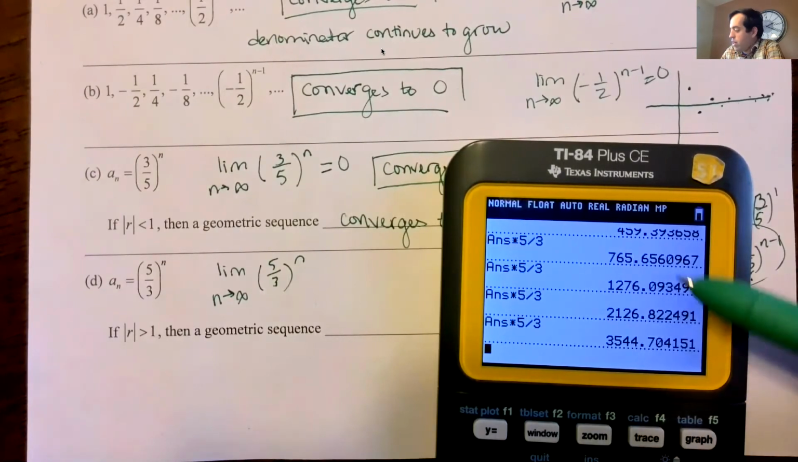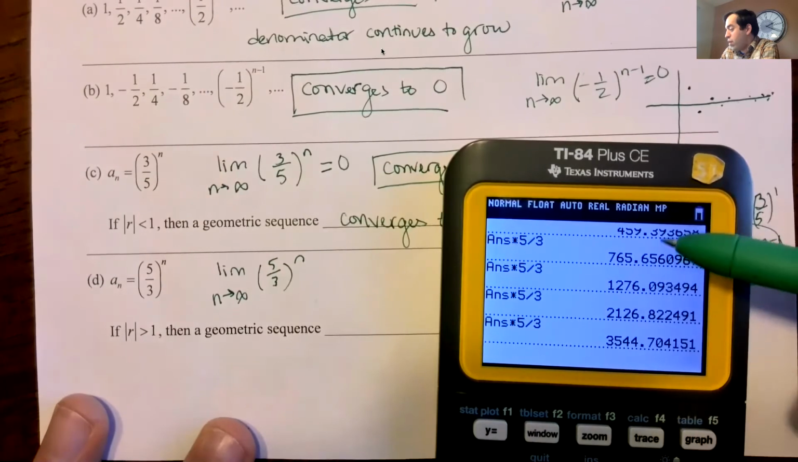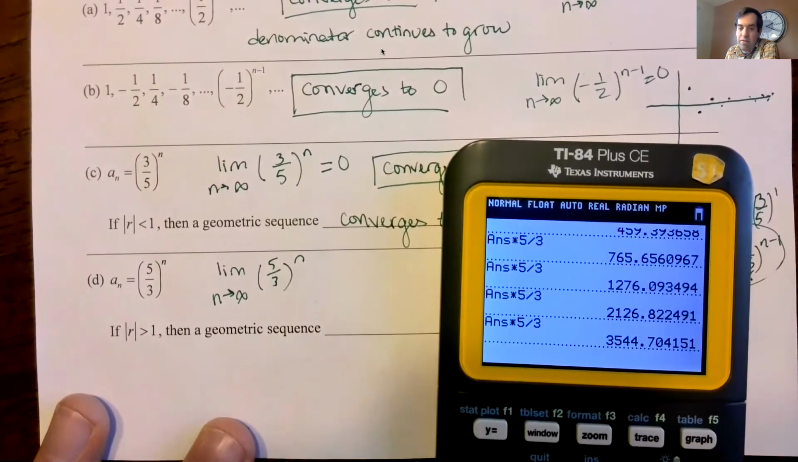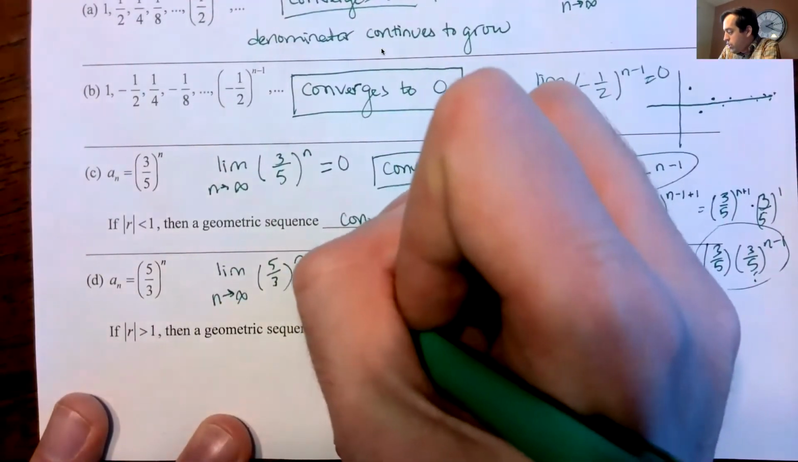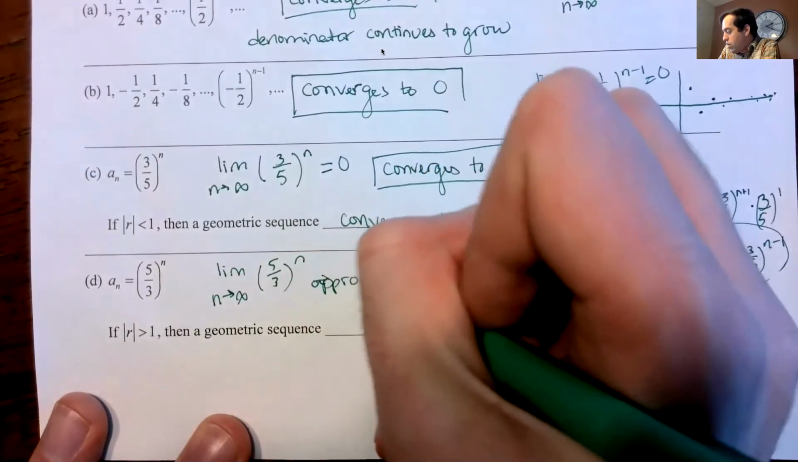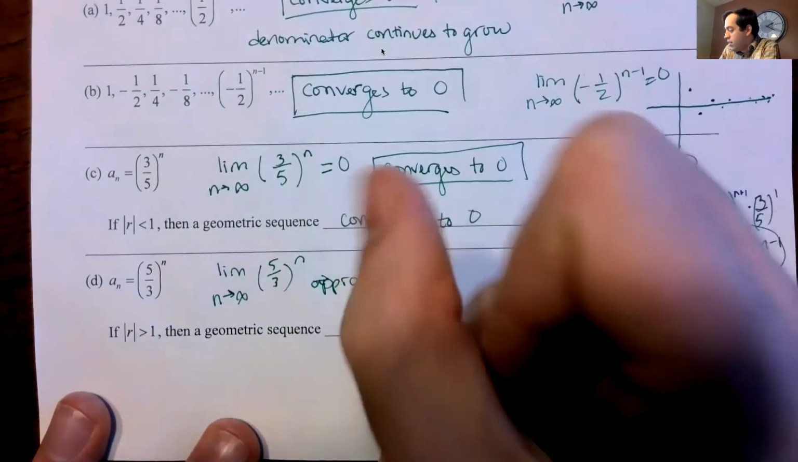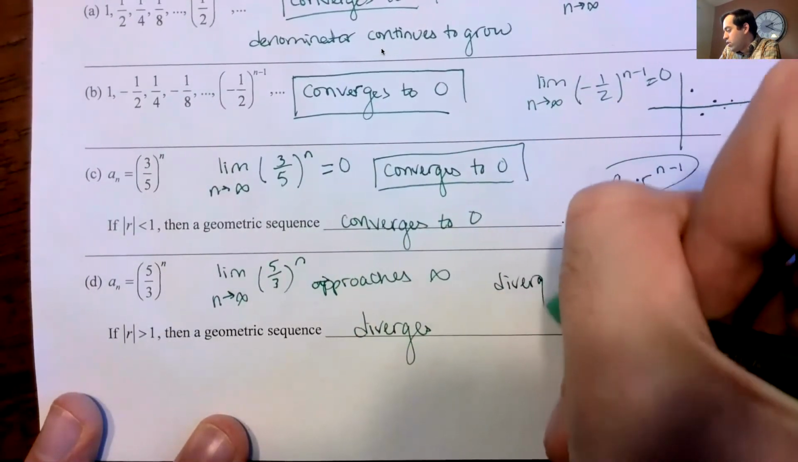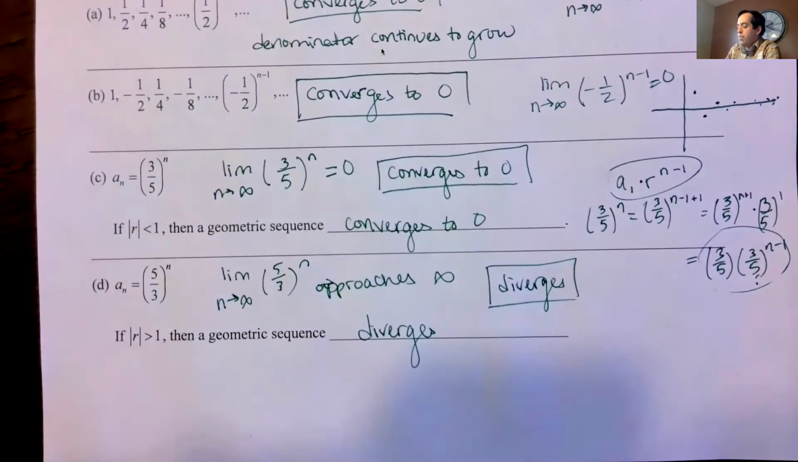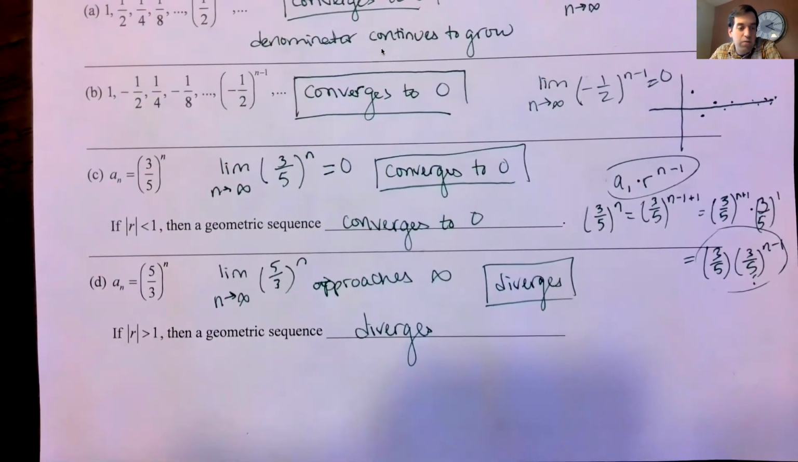So as we keep going, we definitely could express each of these as a fraction, but you can see even in decimal form, they're going to keep growing and growing and growing, right? So this approaches infinity, and so we would say that the answer is that it diverges. The sequence diverges over time. And in general, the rule is that if the absolute value of r is greater than 1, then the geometric sequence diverges. All right, we have a couple more examples on the back.